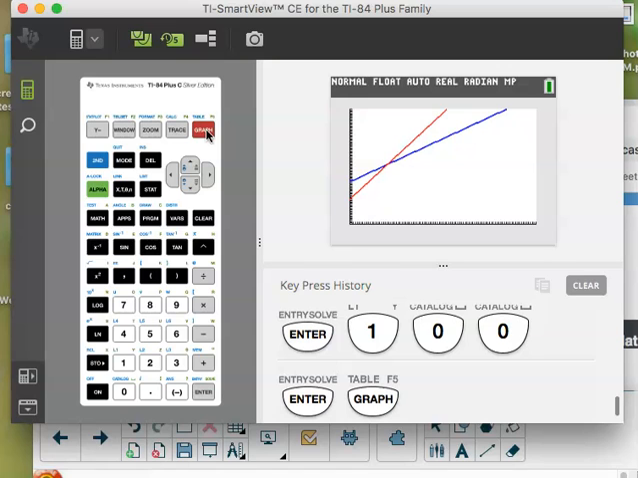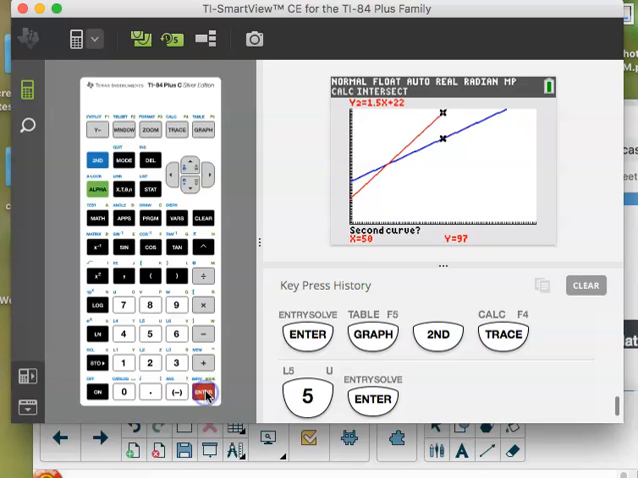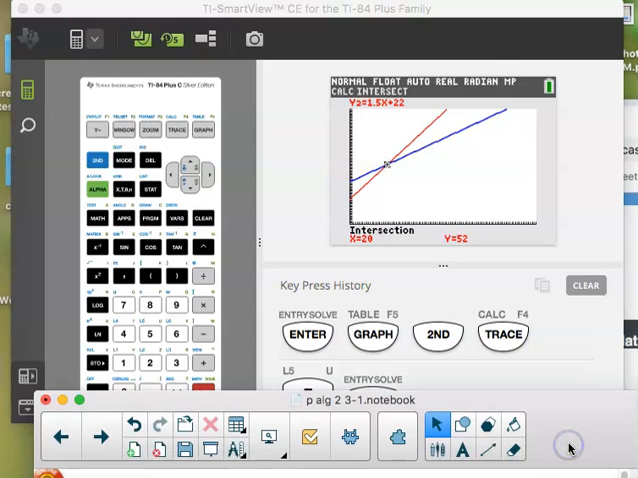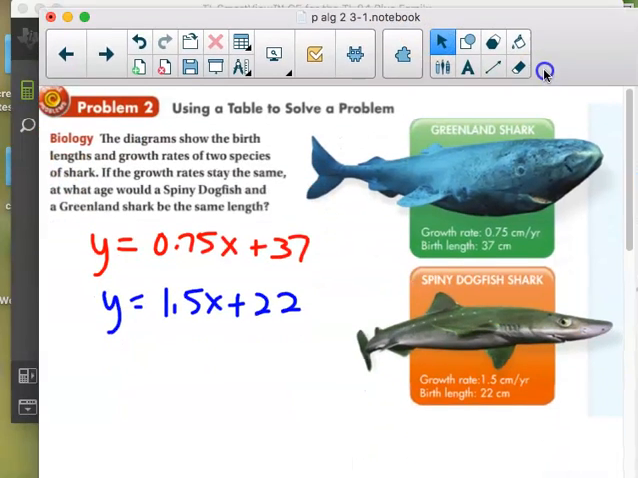So I need to do second trace, number 5, enter, enter, enter. And Blinky says 20 years, 52 centimeters. So the ordered pair (20, 52) is where they are intersecting.